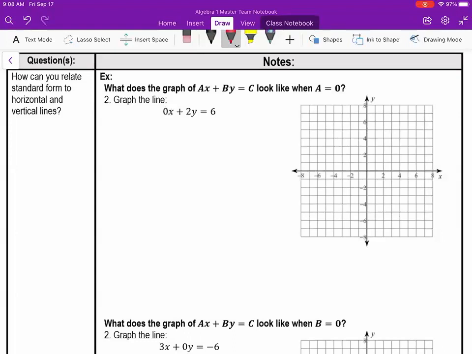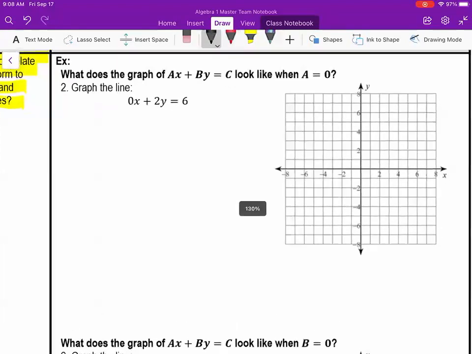All right, let's go ahead and answer the second essential question. So how can you relate standard form to horizontal and vertical lines? The standard form is really good at identifying horizontal and vertical lines. So let's go ahead and answer the essential question.